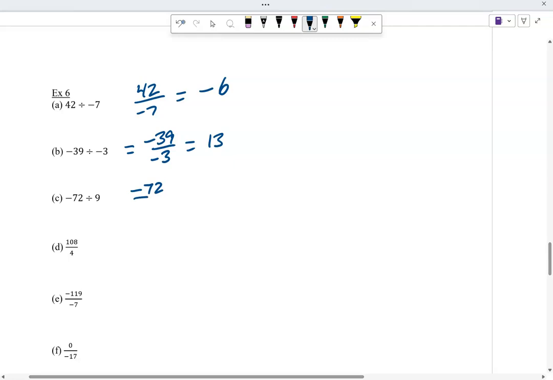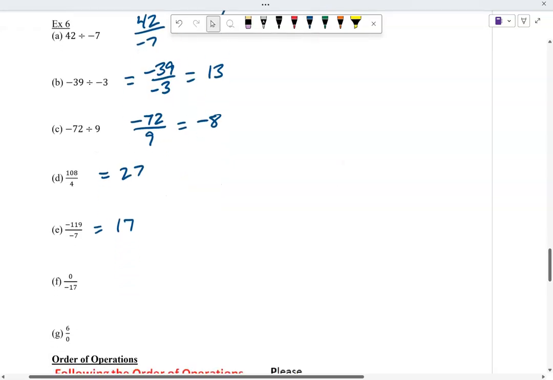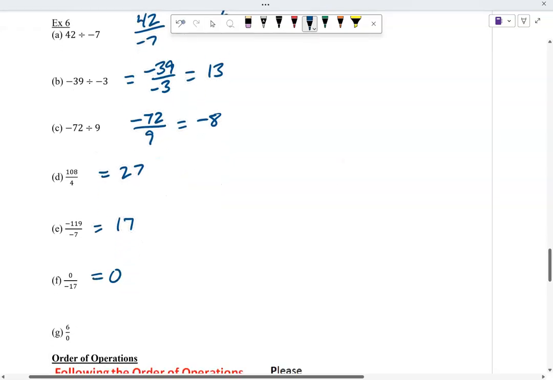Negative 72 divided by 9. Negative over positive is a negative. And 108 divided by 4, positive over a positive gives you a positive. Negative over a negative gives you a positive. 119 divided by 7, by the way, is 17. 0 divided by anything is 0, right?